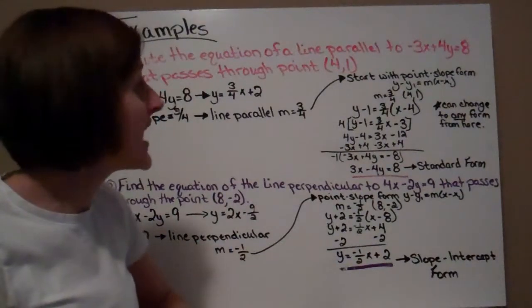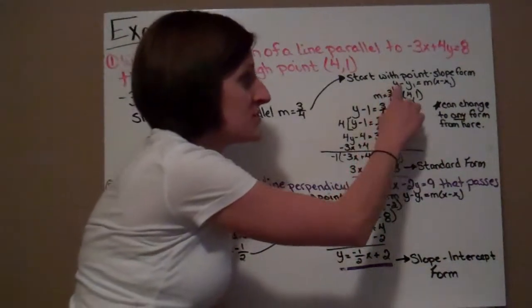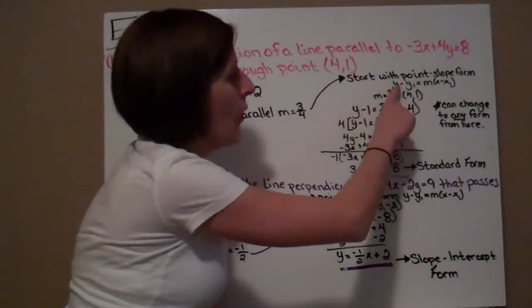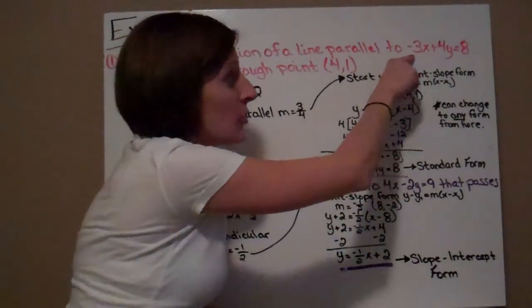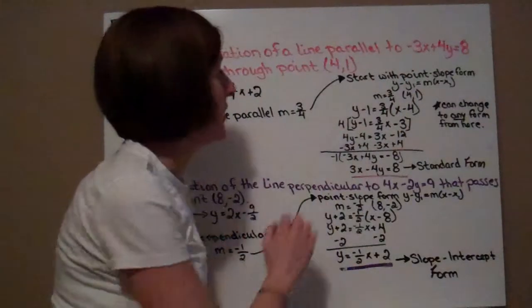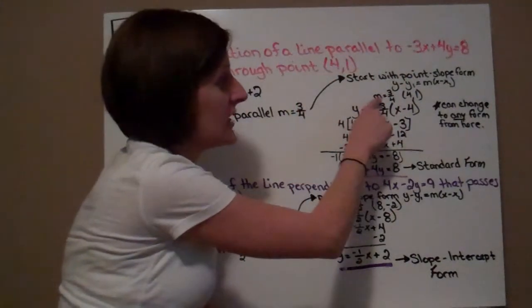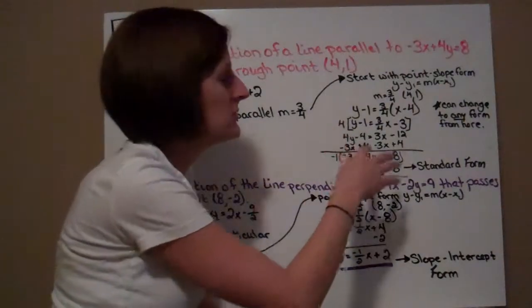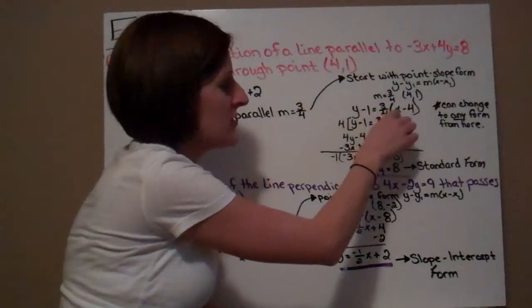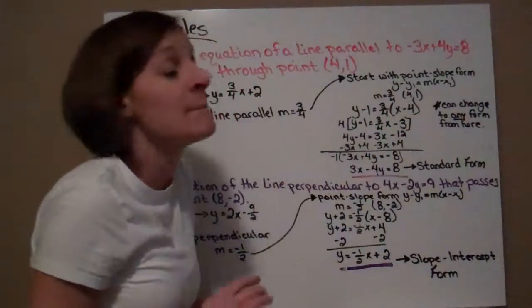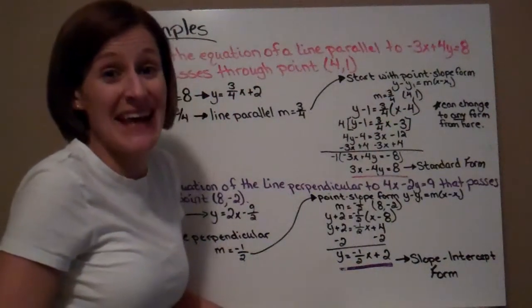So you're going to take that slope, start with point slope form, y minus y1 equals m times x minus x1. Remember, ignore that equation now. Take the given point and your new slope that you found parallel, plug them in to get y minus 1 equals 3/4 times x minus 4. Now from here you can change it into any form.